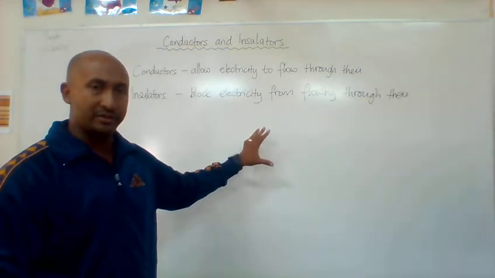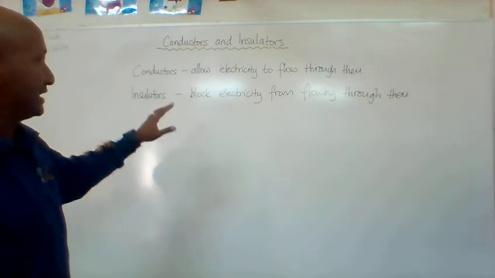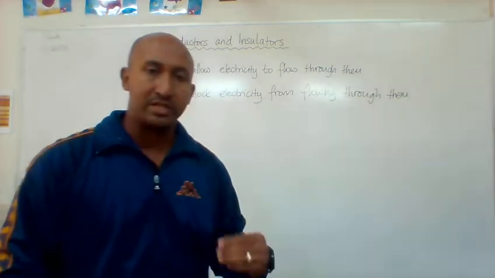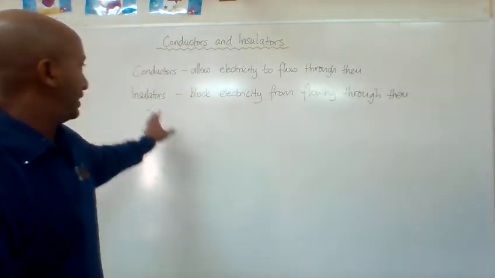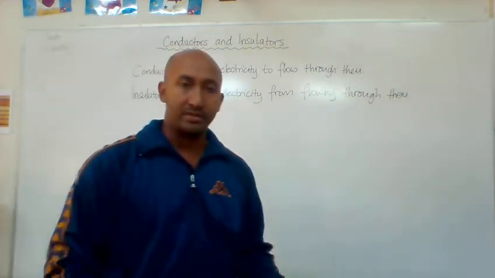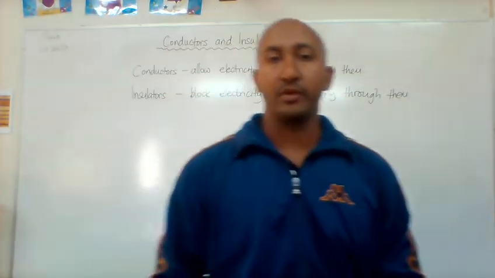Sorry about the reflection. A conductor, simply put, allows electricity to flow through it, while an insulator is the exact opposite. It stops electricity from flowing through it.